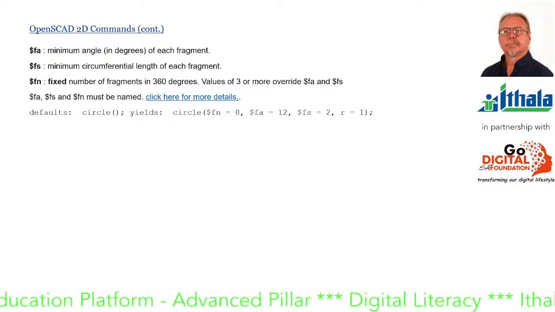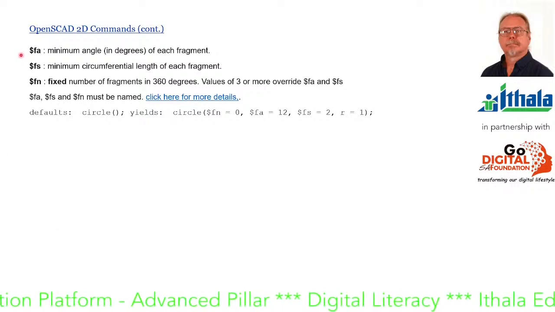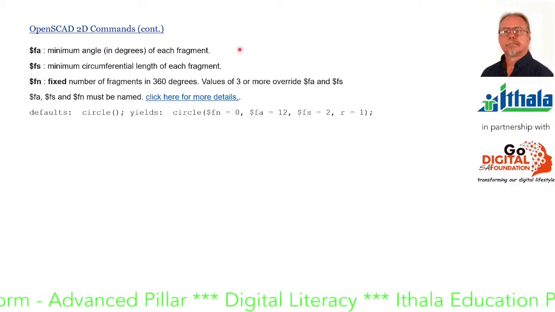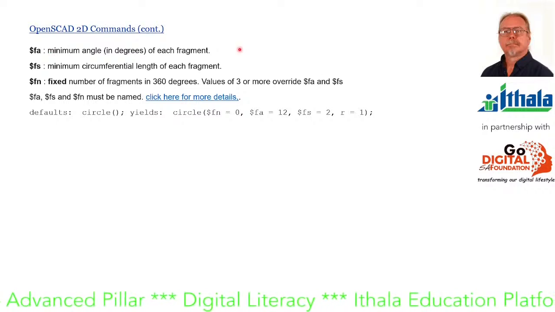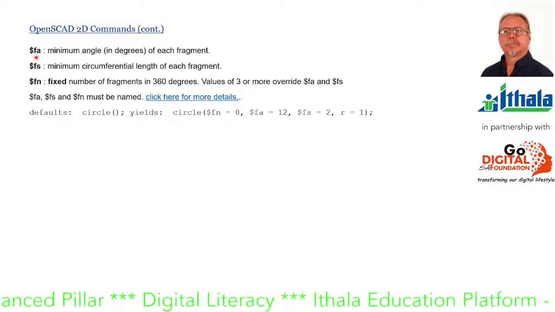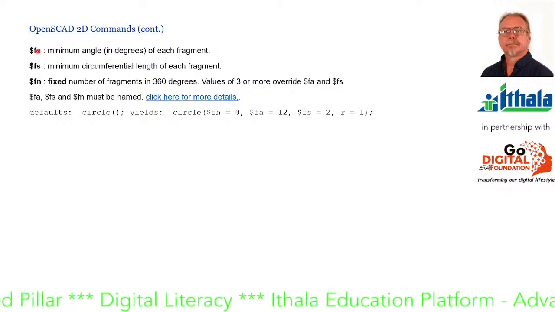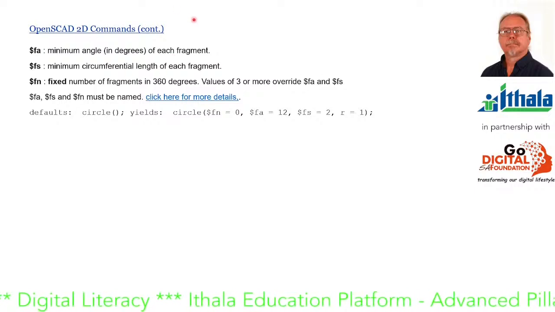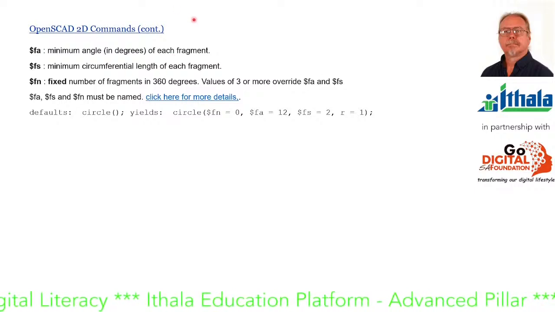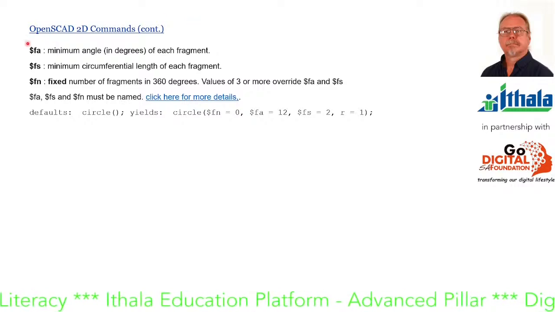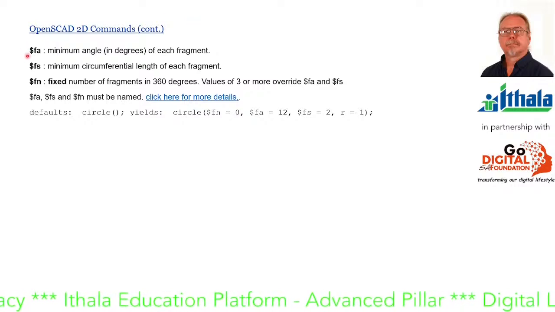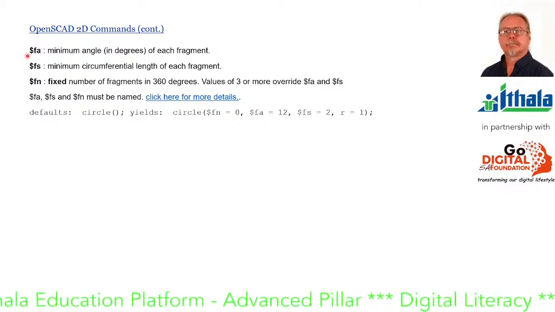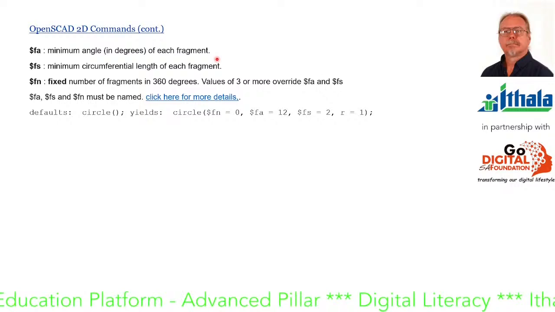Okay, so we saw $Fa and $Fs in the last unit. $Fa is the minimum angle in degrees of each fragment of the circle. So if you specify 360, that means that there will be 360 degrees in the circle, so 360 sides to the circle, so that will make a very smooth circle. If you specify a small number, let's say 2 or 3, then it will have very few fragments of the circle, and so the circle will be very rough.